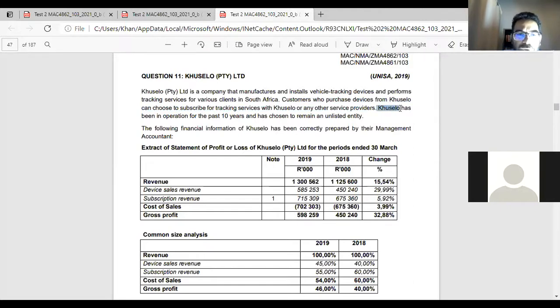They say Kuselo has been in operation for the past 10 years and has chosen to remain an unlisted entity. Okay, so they're unlisted, no share price, so they won't have a PE multiple.